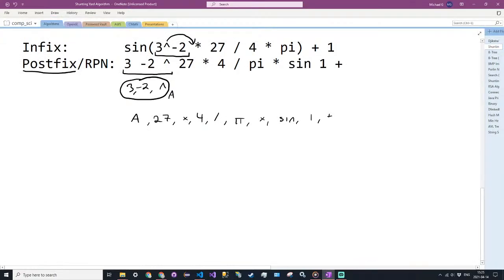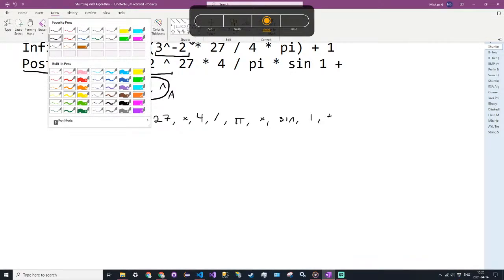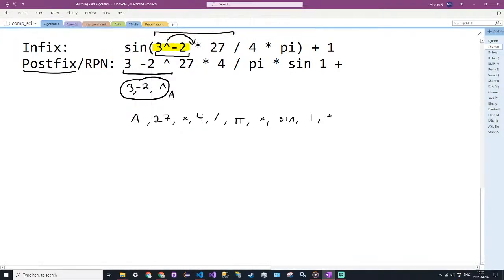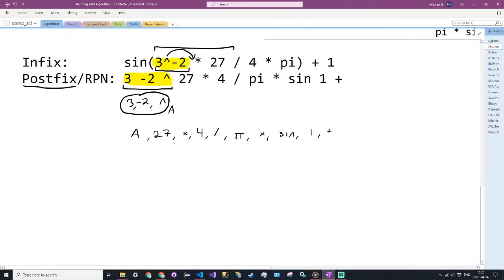So once again, this pattern arises where we now have this whole thing right here becoming A. But now we see the same pattern arise where A times 27 becomes A 27 with the multiplication sign at the back. So we're going to continue doing this pattern where we merge two nodes, or link two nodes using an operator or some function until we get to the end.